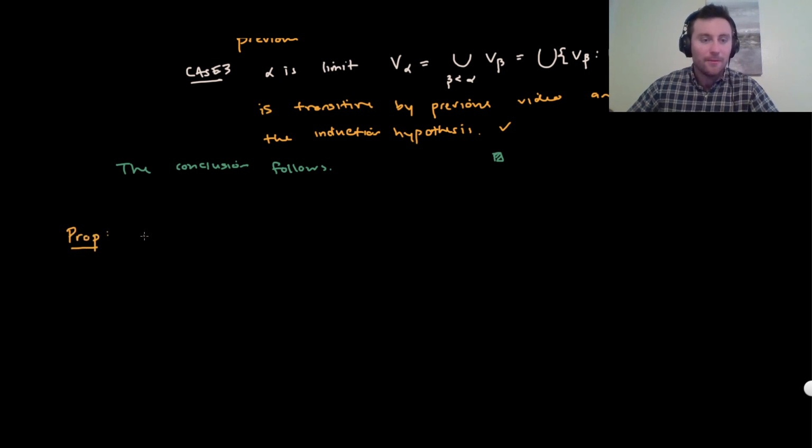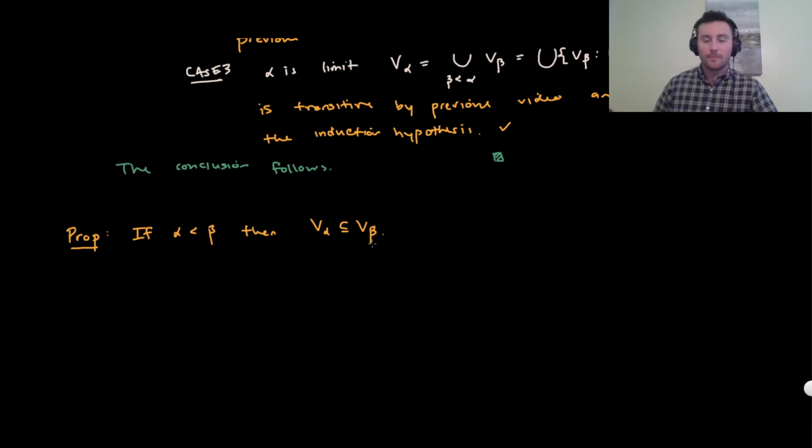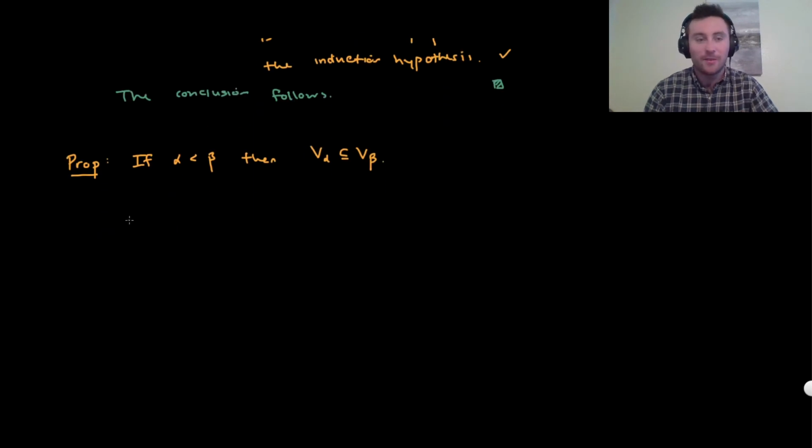So what's the next proposition? If alpha and beta are both ordinals, and if alpha is less than beta, then V alpha is a subset of V beta. This is the thing that we're going to argue next. This is also going to be by induction, but we have to be a little bit careful about what it is that we're going to be doing induction on, because there are two different things that we could potentially quantify over.